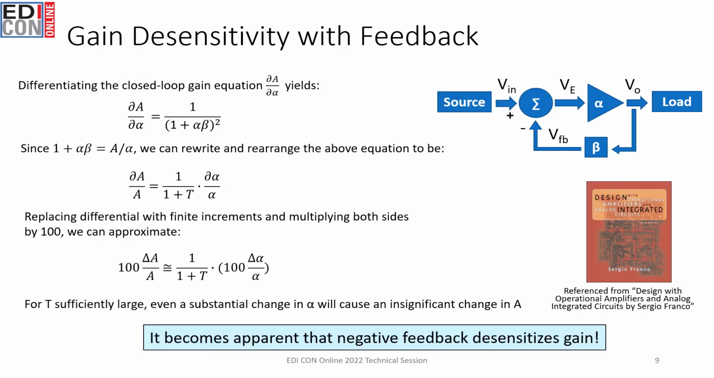By differentiating our closed loop gain with respect to alpha and rearranging terms, we can see that with a large loop gain, even a substantial change in alpha will cause an insignificant change in our closed loop gain. This proves how negative feedback desensitizes gain.